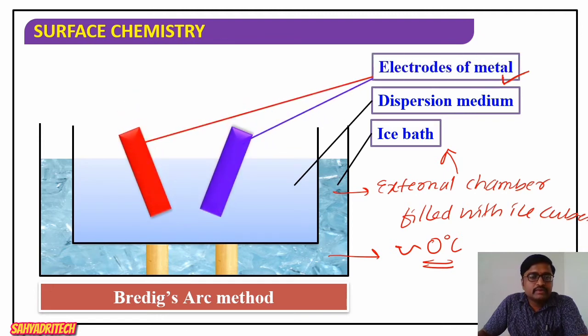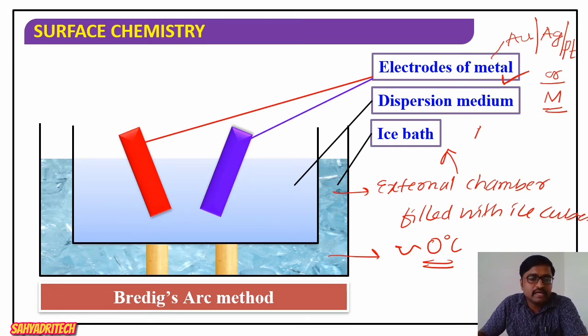Further, there will be electrodes of a metal, the metal whose sol is to be prepared. So if I want to prepare gold sol, then I have to use electrodes of gold. If I want to prepare silver sol, then I have to use electrodes made up of silver. If I want to prepare platinum sol, I have to use electrodes made up of platinum. So in general, these are the electrodes of a metal.